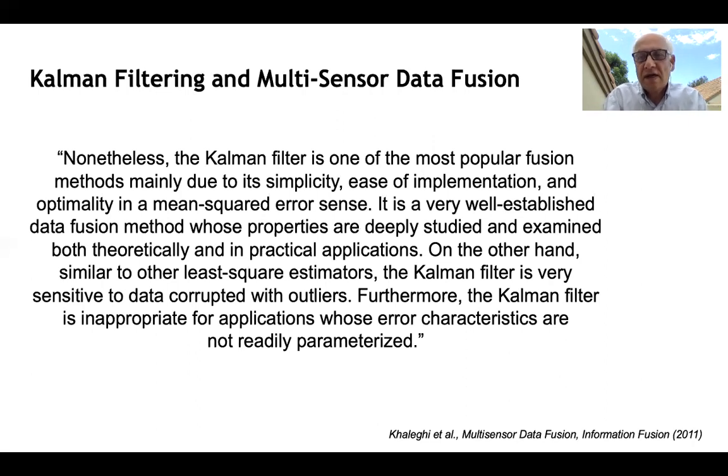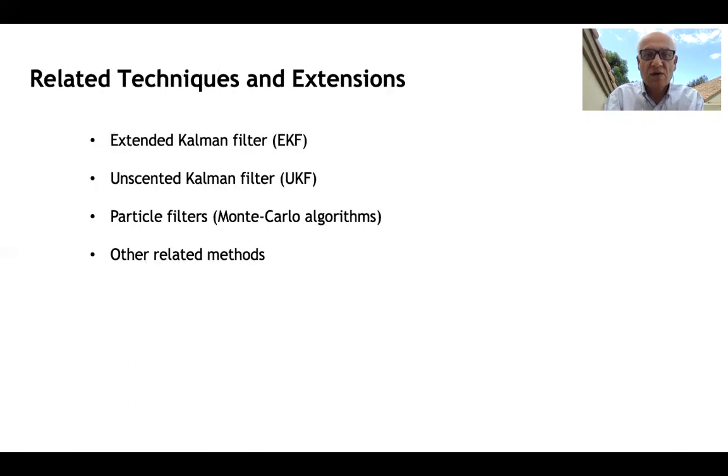And again, as I said, it's a topic that's been around for quite some time, and there are some nice review papers. It turns out that Kalman filtering has a big role to play. So here I'm just quoting from a review paper on multi-sensor data fusion, where the authors state, nonetheless, the Kalman filter is one of the most popular fusion methods, mainly due to its simplicity, ease of implementation, and optimality in a mean squared error sense. It is a very well-established data fusion method whose properties are deeply studied and examined both theoretically and in practical applications. And then he goes on to talk about weaknesses. On the other hand, similar to other least squares estimators, Kalman filter is very sensitive to data corrupted by outliers, etc. The main point is Kalman filter plays a very significant role in multi-sensor data fusion.